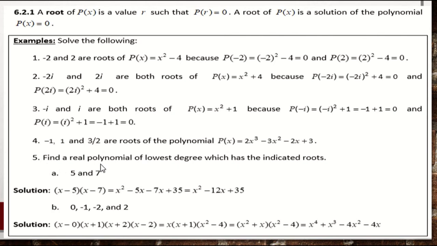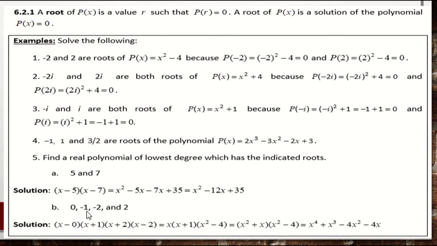Then, find the real polynomial of lowest degree which has the indicated roots. We have 5 and 7. To find a real polynomial, we take x minus 5 times x minus 7. That is the solution. We simplify it as x squared minus 12x plus 35, using the FOIL method. This is the polynomial of lowest degree that can have these roots.